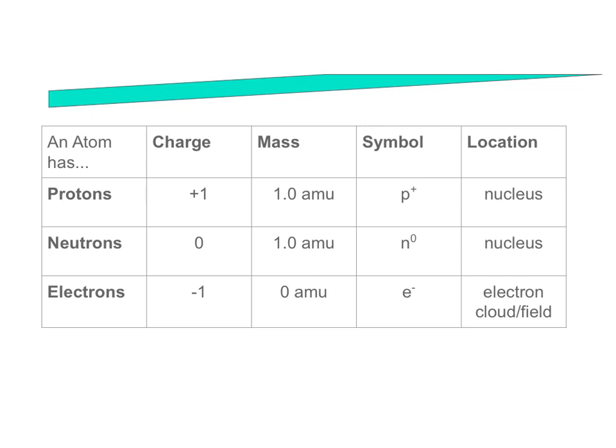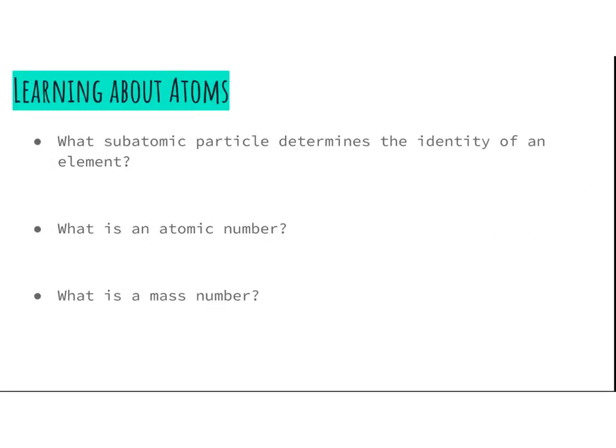We need to learn a bit of vocabulary for this unit, and so the words we're going to be learning about right now are atomic number and mass number. These are numbers that will help us understand atoms. First we need to know what particle determines the identity of an element. When we added that into our build-an-atom, it's the one that determined which element was created, and that is our proton.